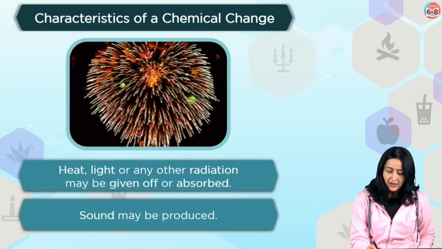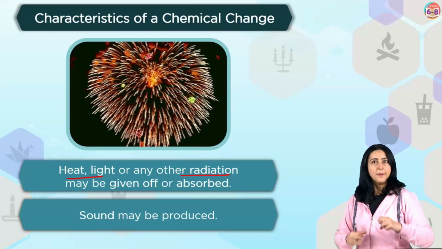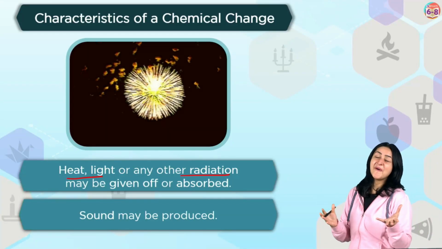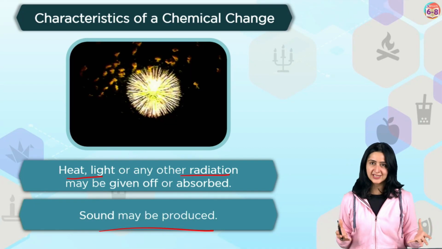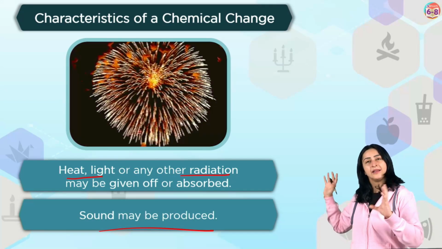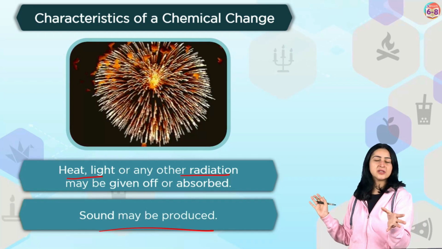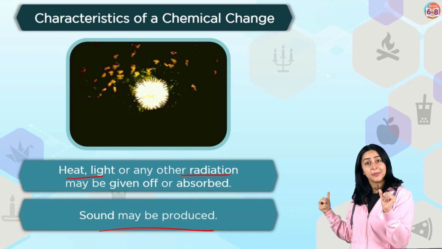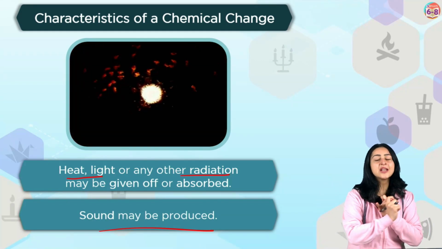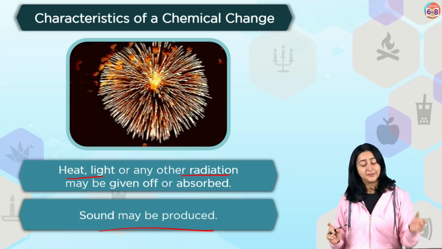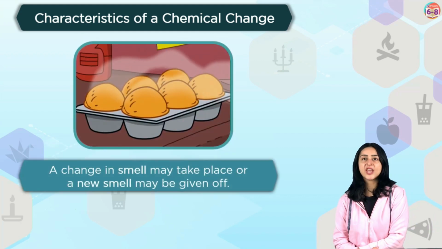So we have basically heat, light, radiation, maybe either given off or taken in. Also, pataka sound may be produced over here. A lot of our fireworks have this explosive sound that is happening, and this is why we say these are basically characteristics of the chemical change. So anytime you're thinking of changes, characteristics of chemical changes, a great example to think of is fireworks. In fireworks, there is heat, there is light, there is radiation, and there is sound. Okay? Now, another characteristic of chemical changes could be a change in smell.